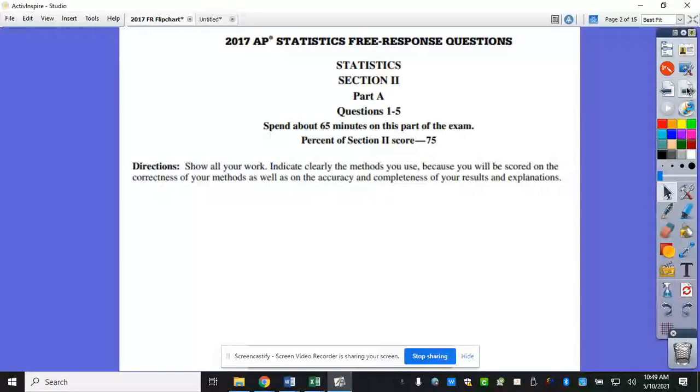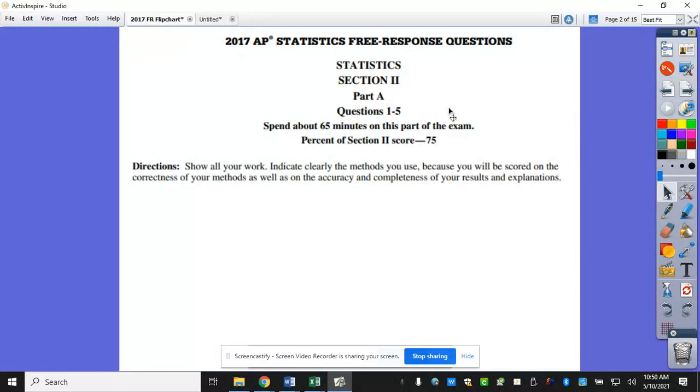So this is section 2, which is the free response section. It says for questions 1 through 5 spend about 65 minutes on this part of the exam, but that is not timed separately. You have 90 minutes to do 1 through 6. It is suggesting that you spend 65 minutes on this part, which means it suggests 25 minutes for number 6. I think that's a little much. But all of the free response section is one timed section.